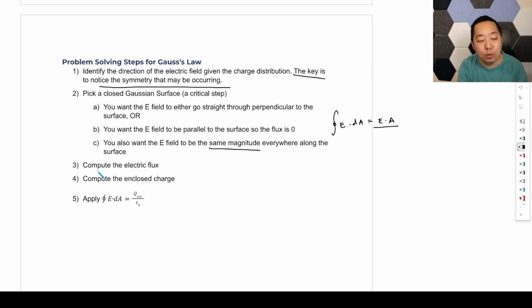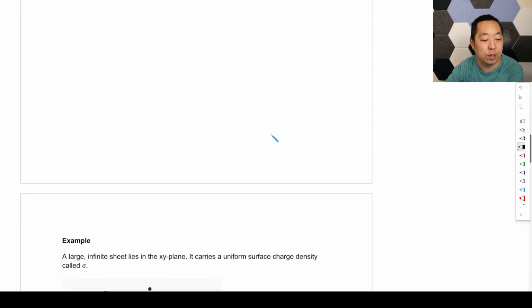Then we're going to go through what we talked about before: computing the electric flux, then computing the enclosed charge, and then setting them equal to each other. It's equal to Q enclosed over epsilon naught. That part is important. So let's go through some examples so we understand how this operates.